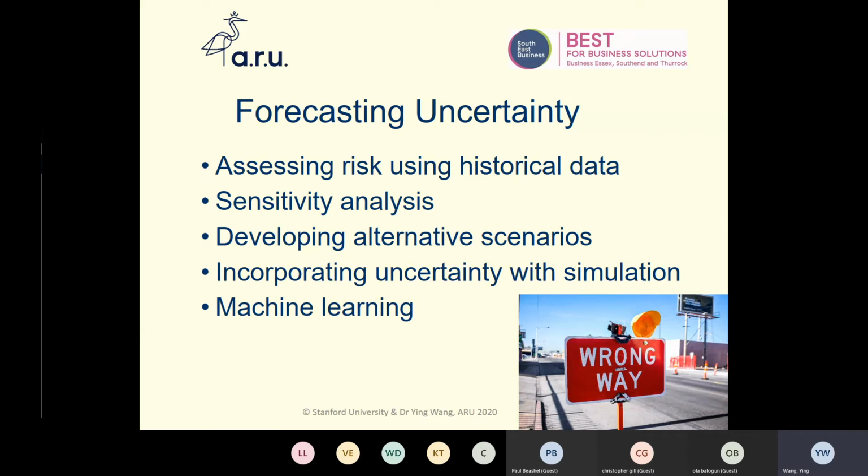Another very popular way to forecast uncertainty is to use simulation. Simulation requires quite a lot. If it is an Excel macro or other ways, then you need to consider that it requires certain quantitative method techniques or econometrics in order to make the simulation forecast.